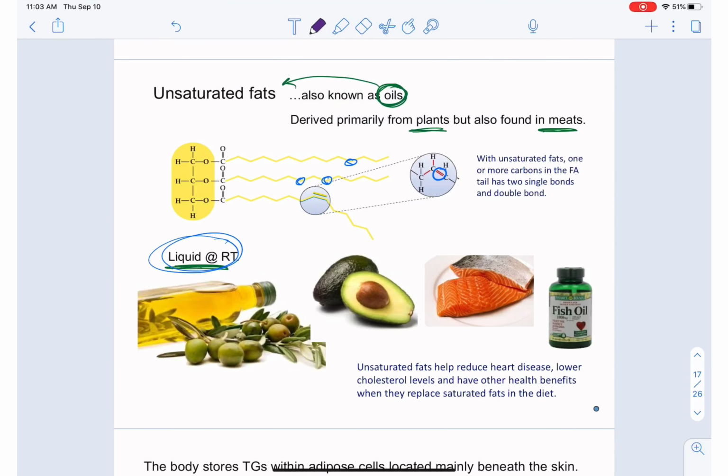Here are some different examples of unsaturated fats: olive oil, avocado oil, omega-3s that we find in cold water fish are a type of unsaturated fats. And it's recommended that if possible, that you get your lipids primarily through unsaturated fats, because they do help reduce heart disease, they lower cholesterol, and they do have other health benefits associated with it.